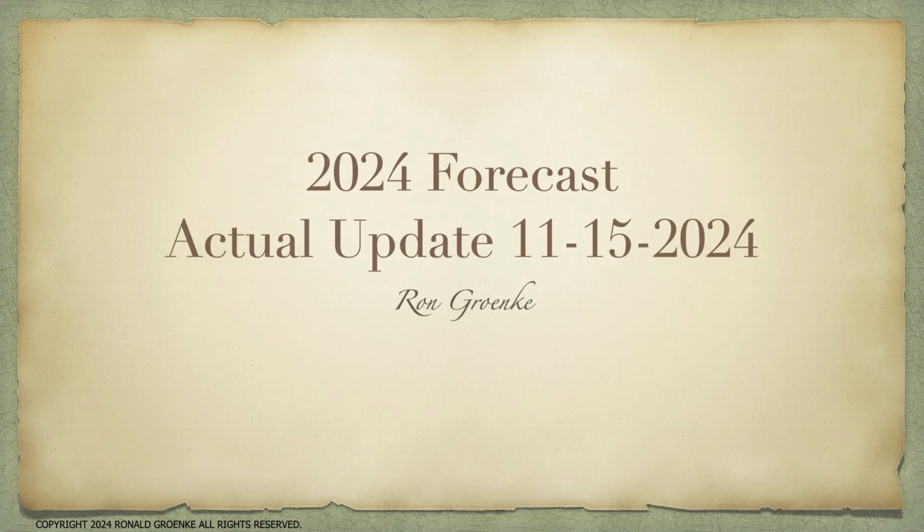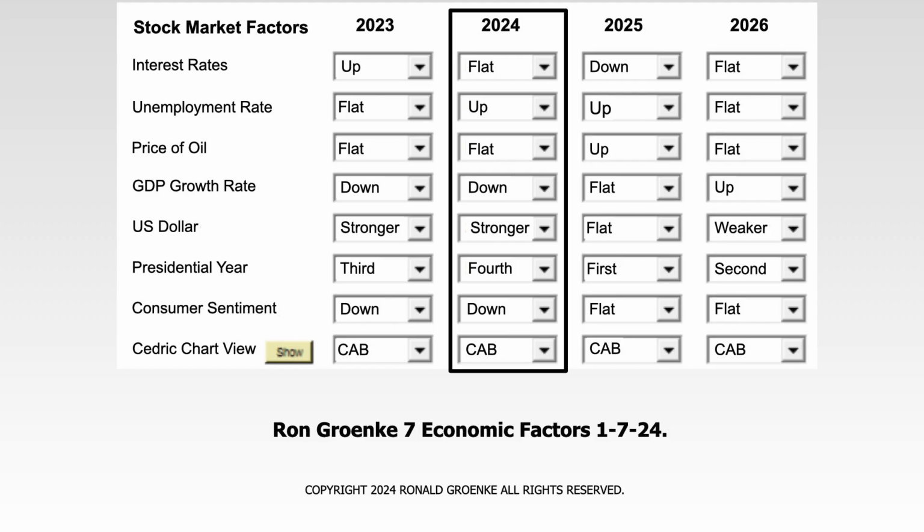As we start this, let's review again the factors that were selected at the beginning of the year. The interest rates, we chose a transition from 2023 of up to being flat. The unemployment rate, we thought that it was going to go up this year. The price of oil remaining flat. GDP growth rate would remain flat. The U.S. dollar would remain stronger, and this being 2024 is the fourth of the presidential year. Consumer sentiment remaining the same, going down, and the centric chart view was C to A to B.